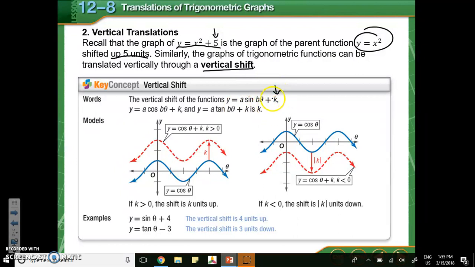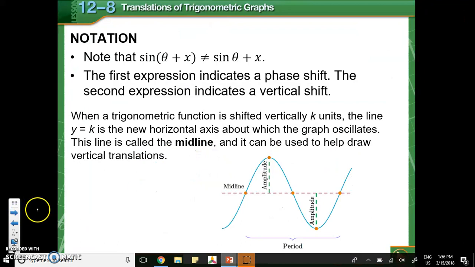So if I add a k value, it will go up k units, which they're showing you here in this graph. If I add a k value that's negative or subtract a k value, it will move down k units. So here, the sine of theta plus 4. Notice the 4 is not inside the parentheses, it's outside. So that's 4 units up. -3 outside my trig function is 3 units down. So this is just a notation thing.